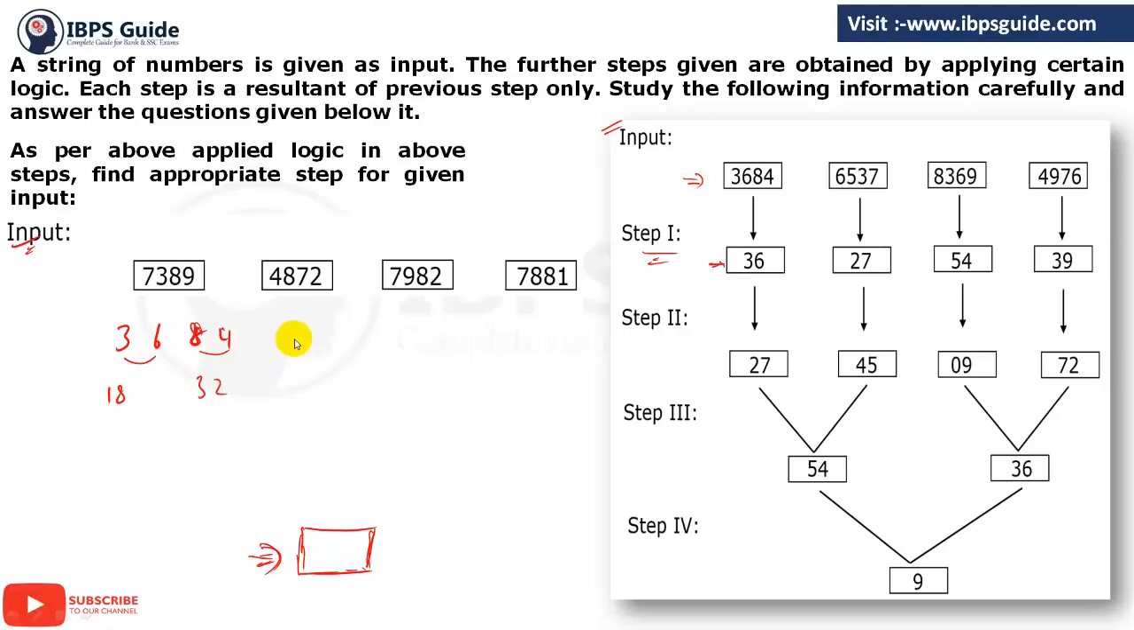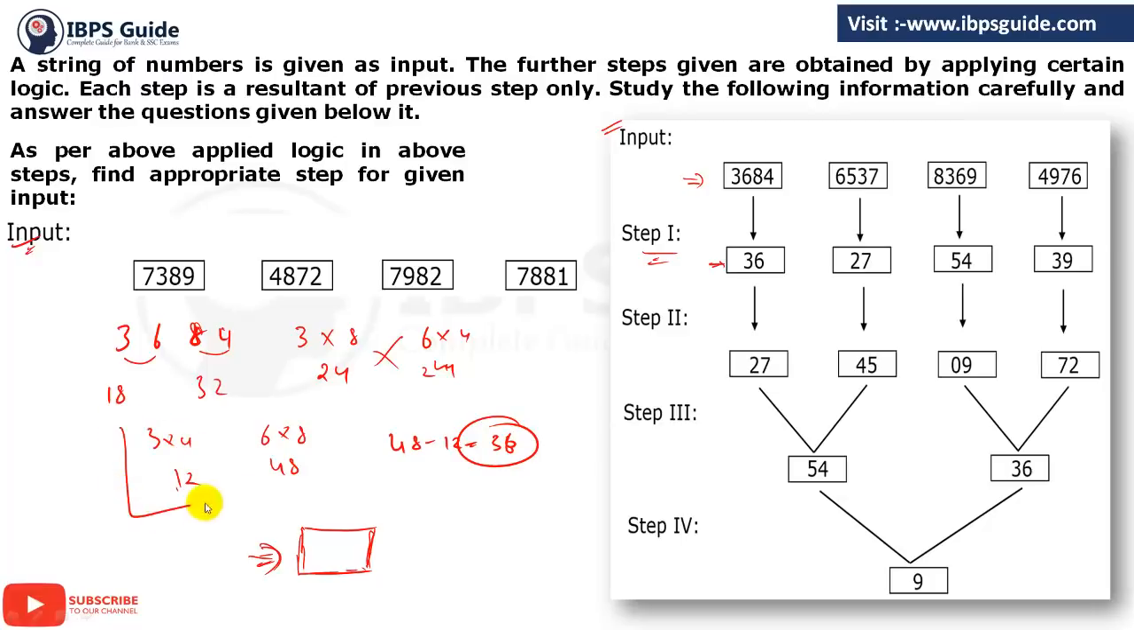Now next, let's see what you can do. 3 into 8 is 24, and 6 into 4 is 24. This is also not possible. Now 3 into 4 and 6 into 8: 3 4s are 12, 6 8s are 48. And now you are getting 36. How? 3 4s are 12, 6 8s are 48, and 48 minus 12 is 36. What you get is 36.